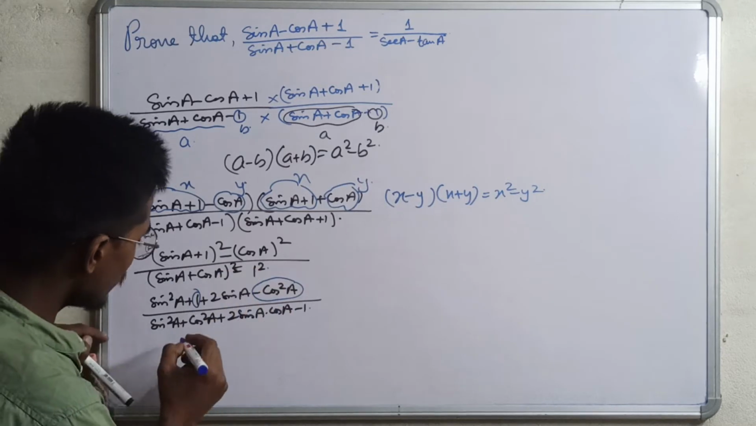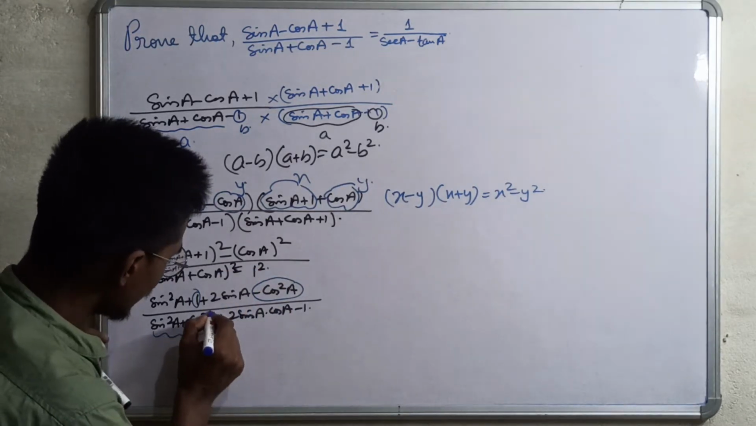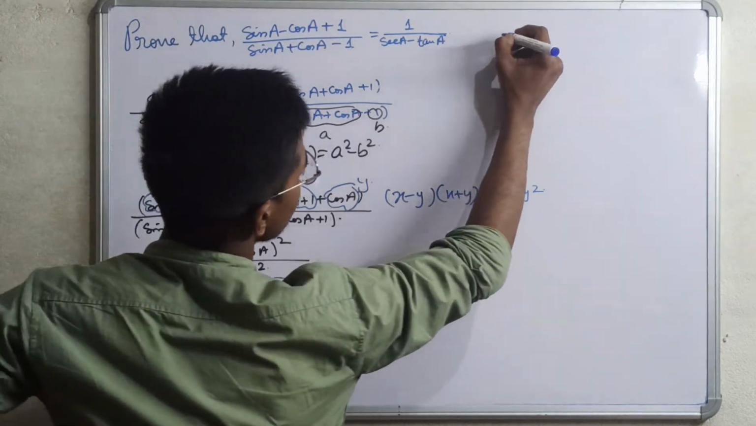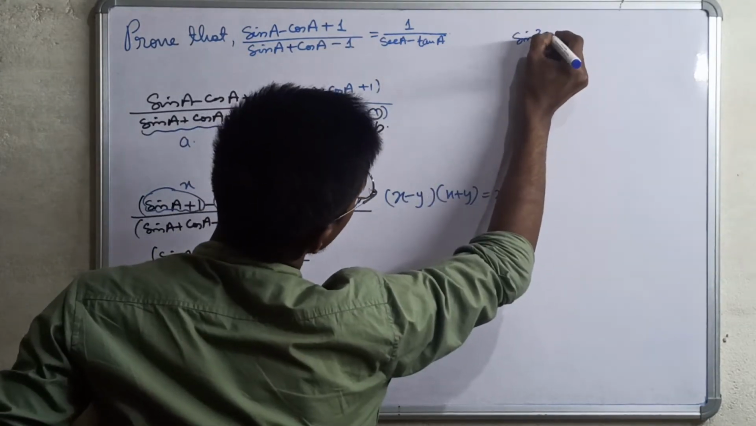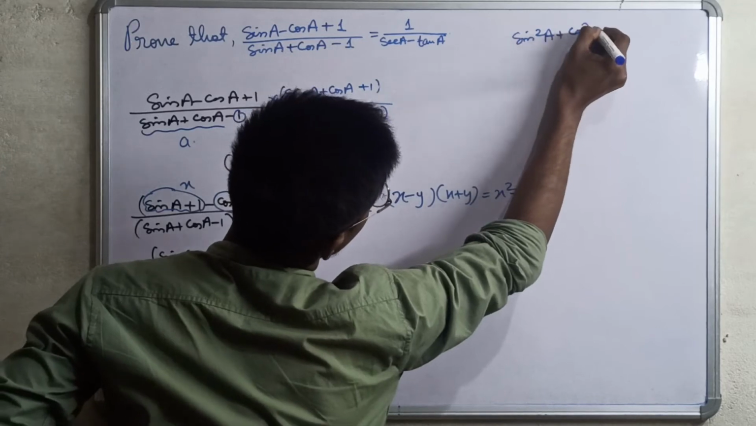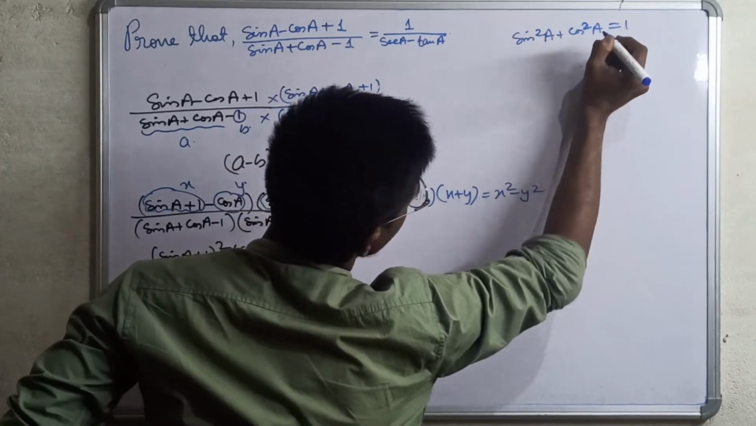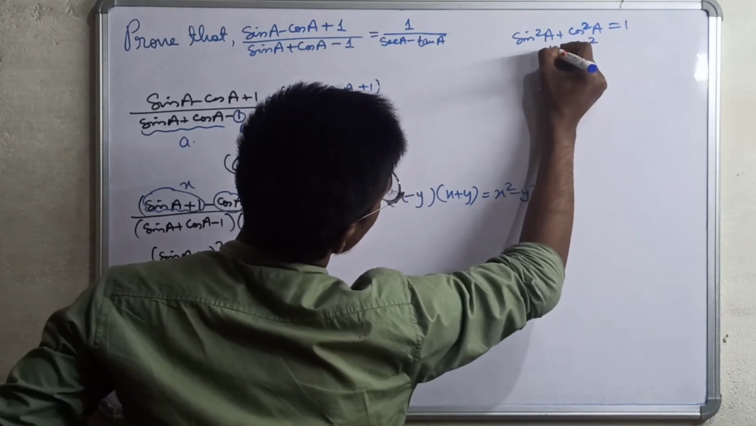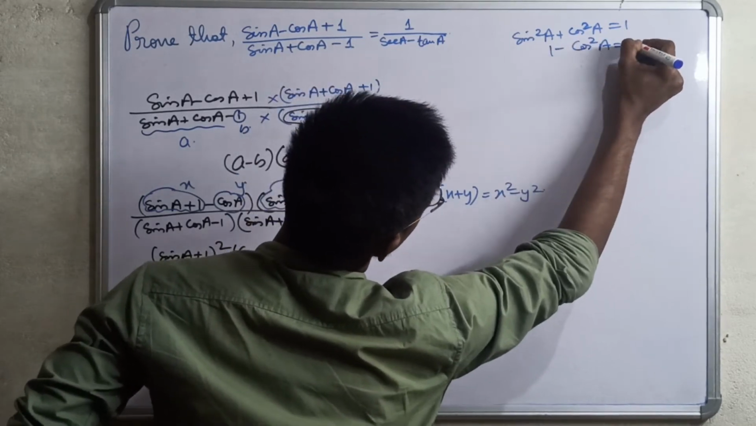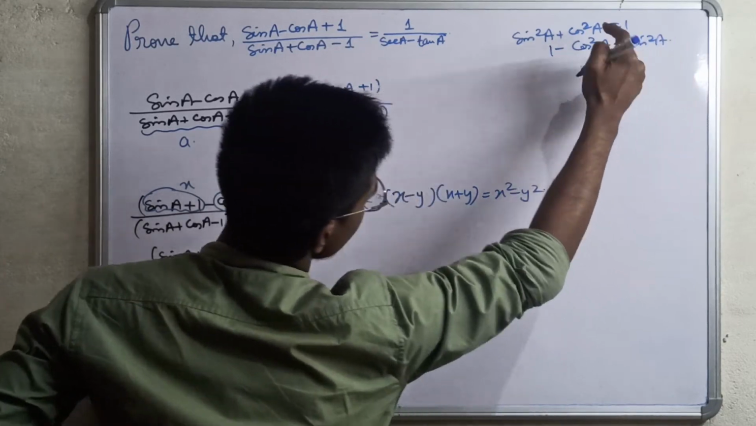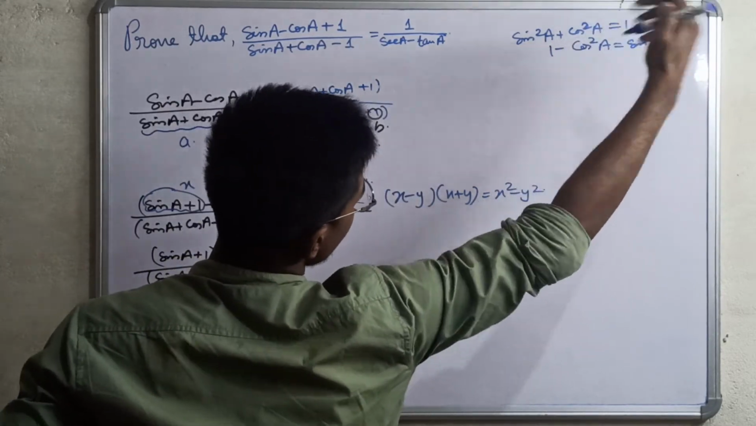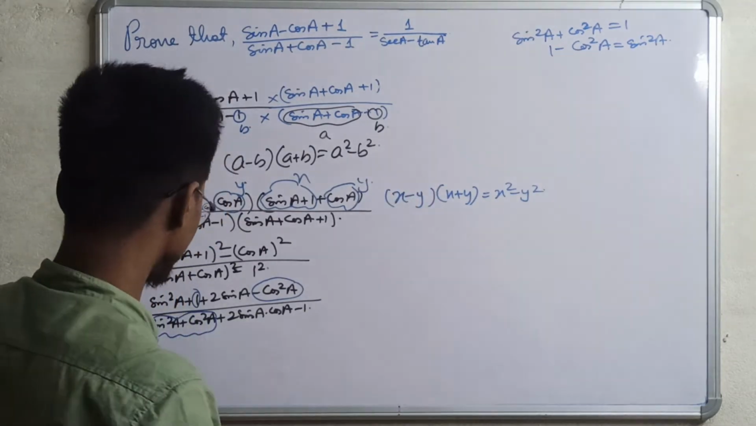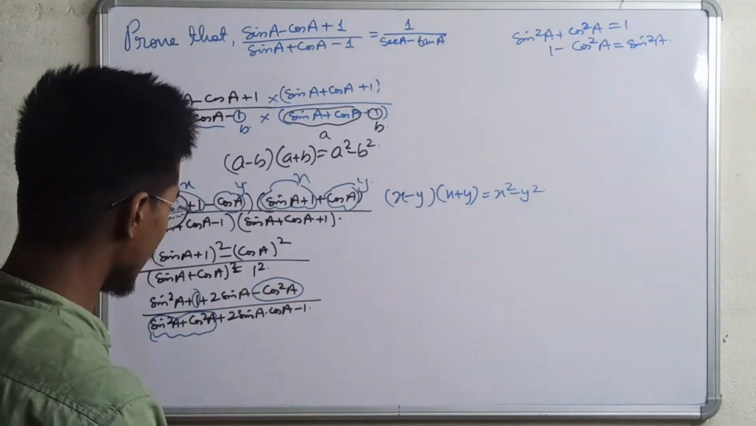Okay, fine. And what you can see over here is that this is getting cancelled with this minus 1, because sin square a plus cos square a is equal to 1. So how can I write 1 minus cos square a is equal to sin square a? Obviously we can write it. Just bring this cos square to the right hand side. You will get sin square a as 1 minus cos square a. Fine, so I will be using that.